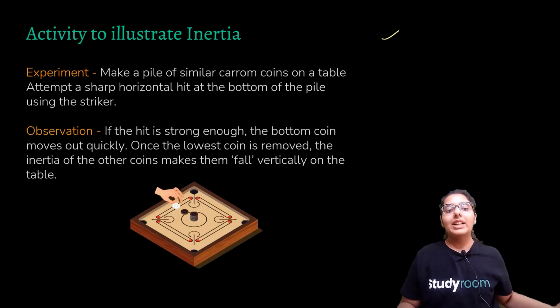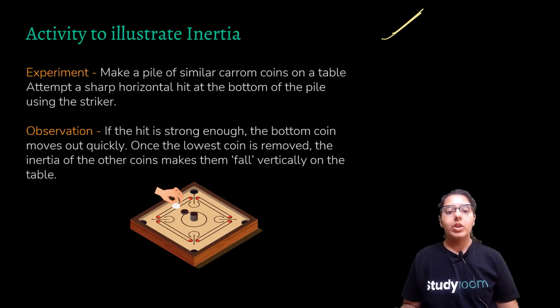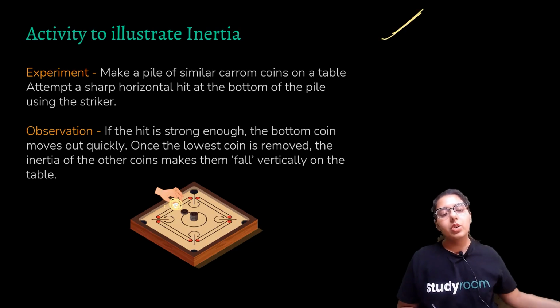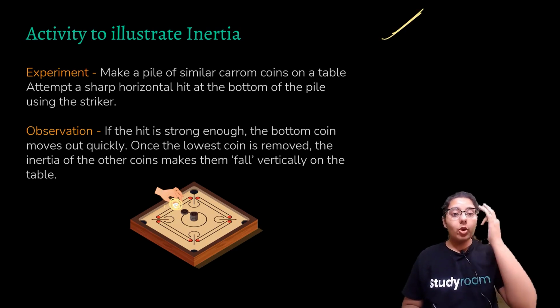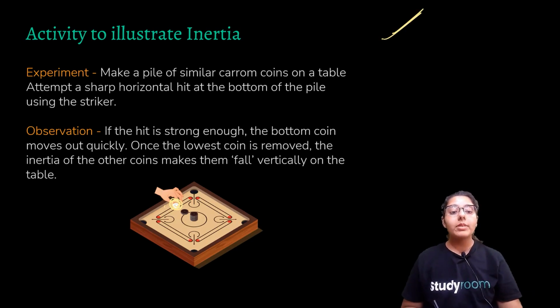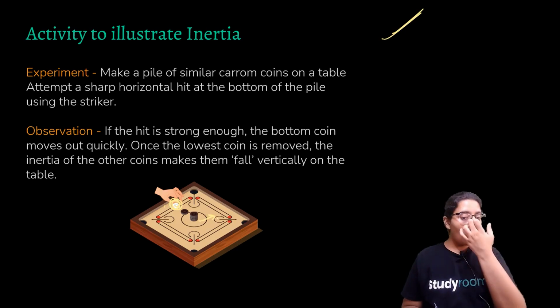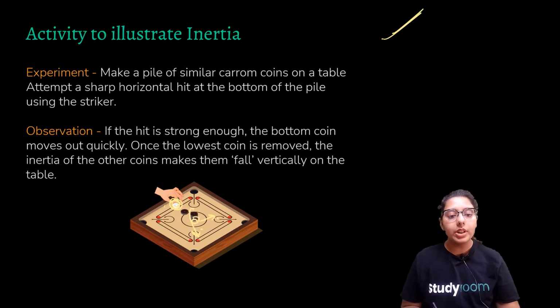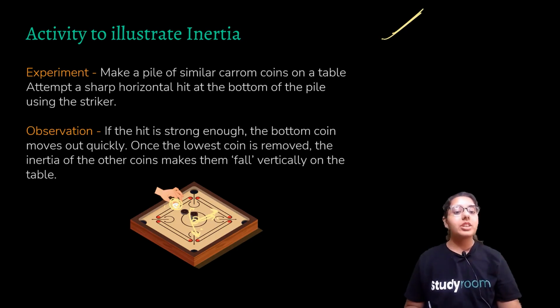So let's do one activity to illustrate inertia. Make a pile of carom coins on a table. Attempt to give a sharp hit at the bottom of the pile using the striker. So use the striker and give it a very strong hit. What will you observe? That the bottom coin moves out quickly. All other coins fall downwards and your bottom coin moves out quickly. Why so? This is also due to inertia. Because once the lowest coin is removed, the inertia of the other coins makes them fall vertically on the table.